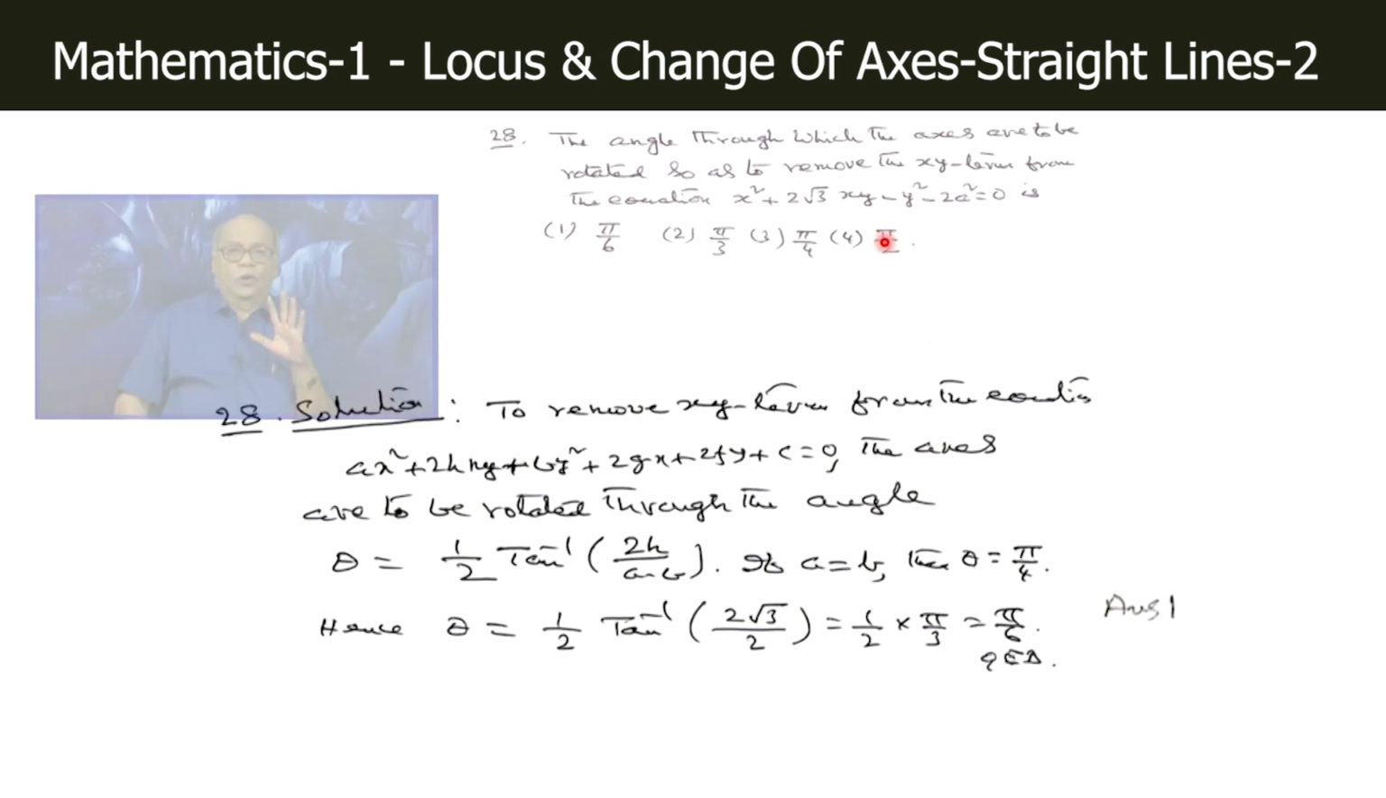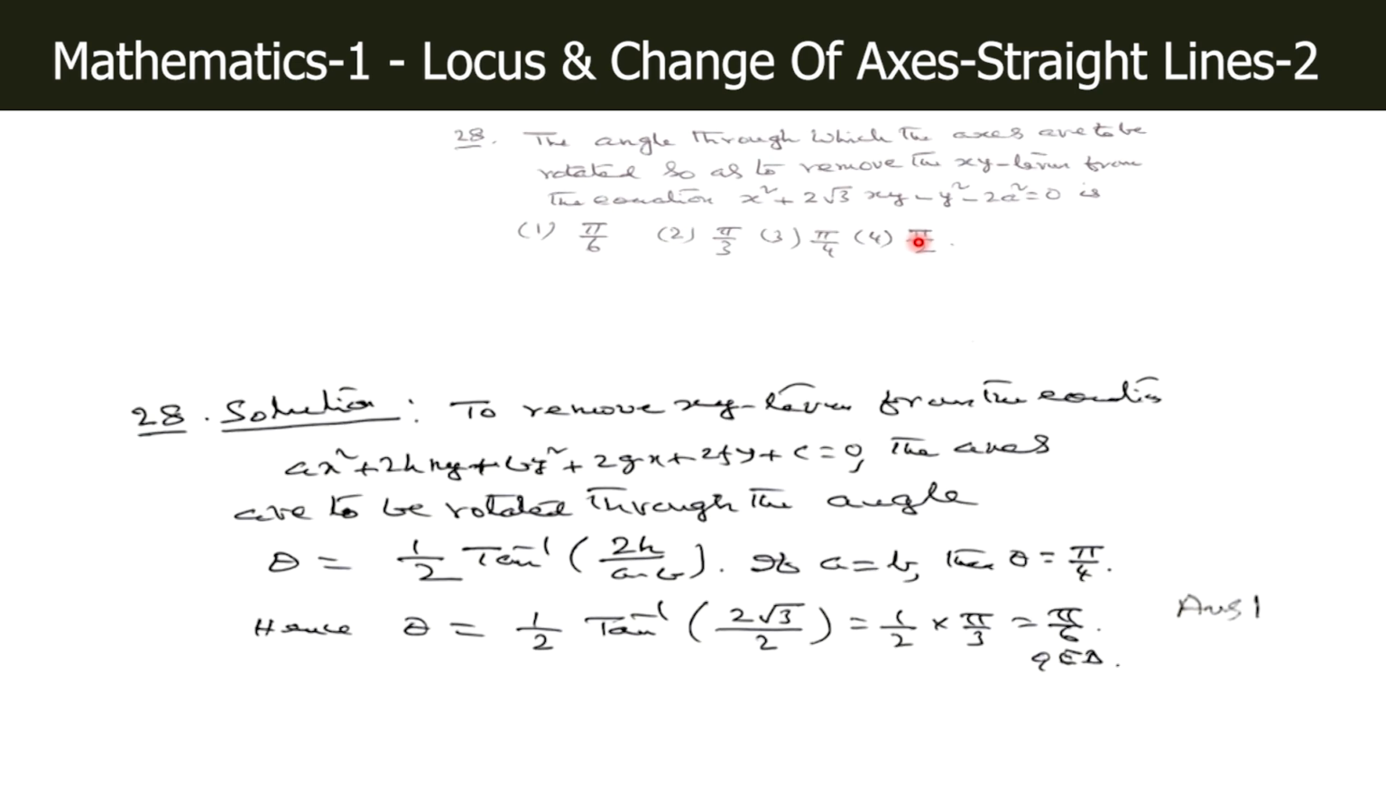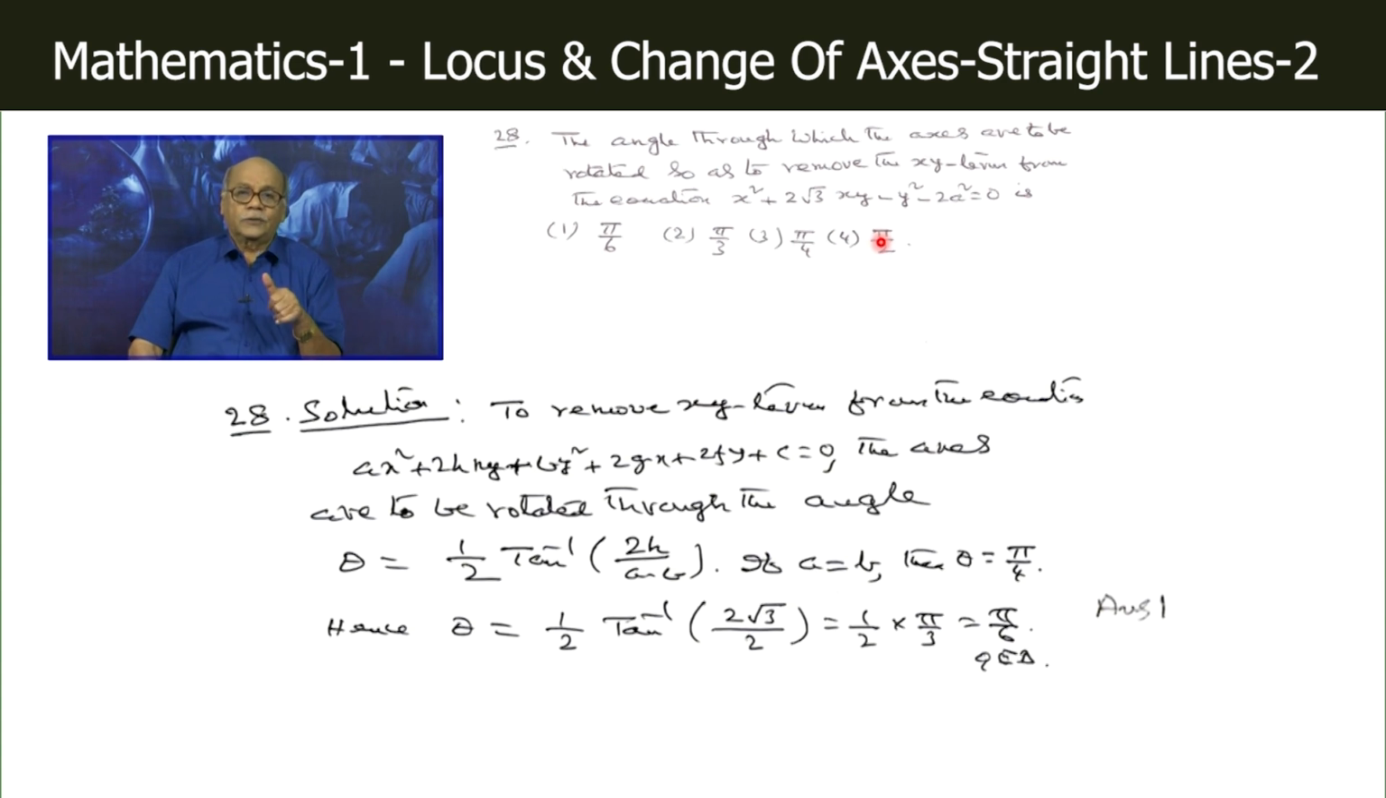Now you know that if one of a, h, b is not equal to 0, then the equation ax square plus 2hxy plus by square plus 2gx plus 2fy plus c equal to 0 is called a second degree equation. In the second degree equation, the first 3 terms, namely the x square term, xy term and y square term, are called the second degree terms. And the 2gx and 2fy terms are called first degree terms, and c is called the constant. Okay, right.